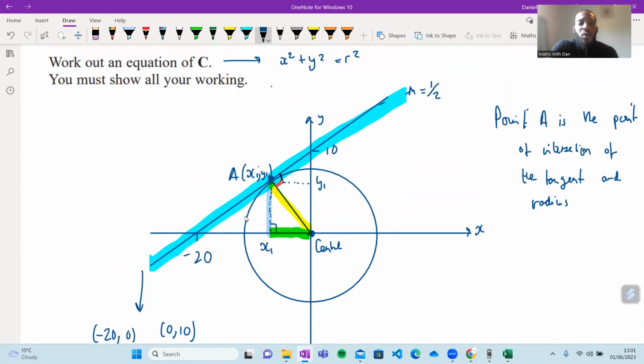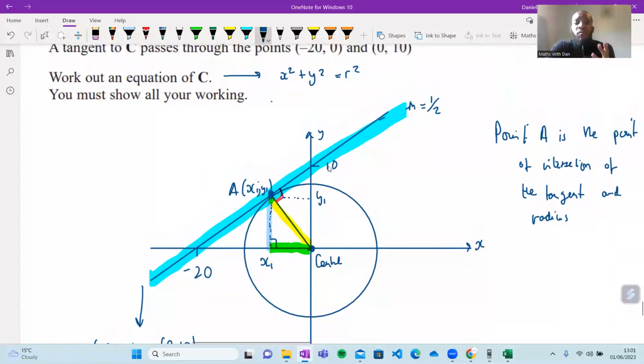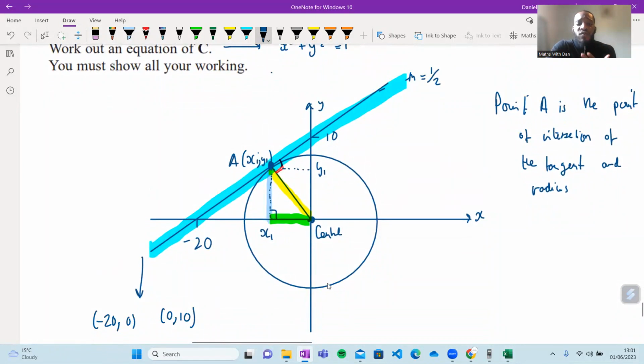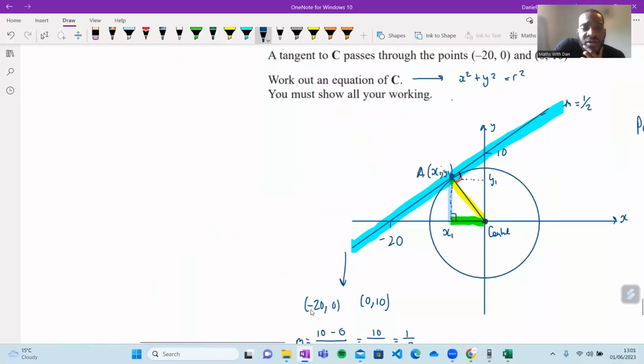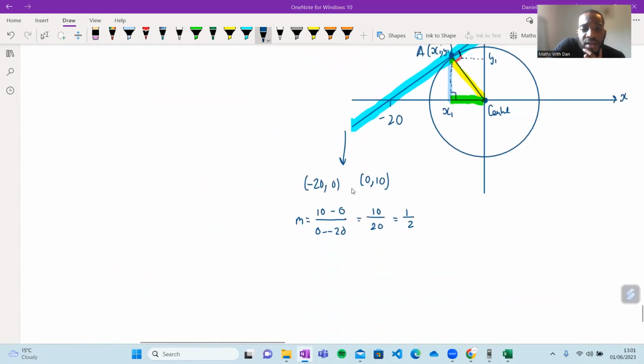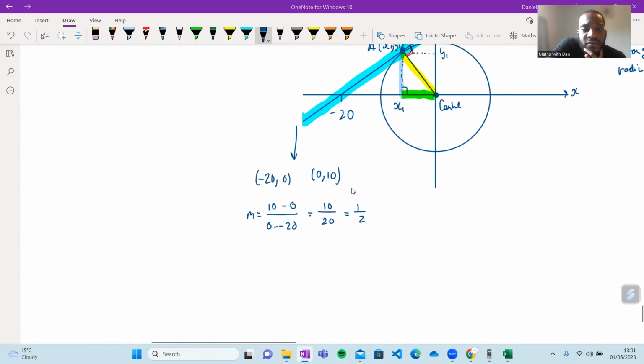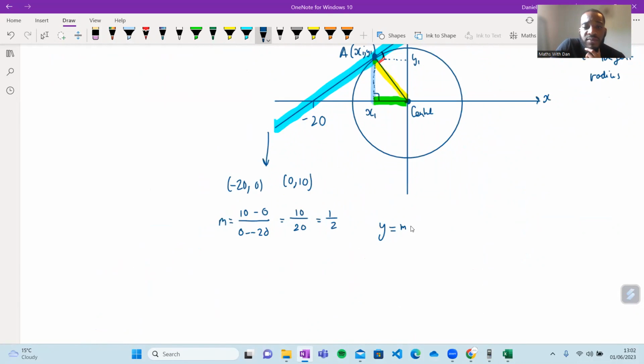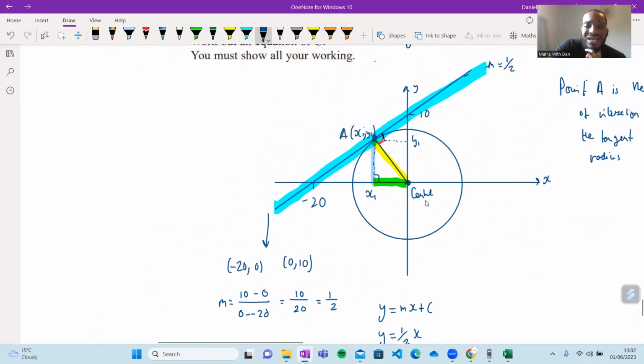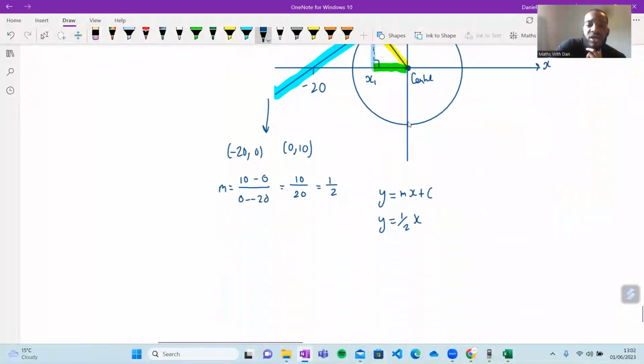Now, if I want the equation of this line, I need the general formula for an equation of a line. Does somebody remember what the general formula of the equation of a line is? Right, thank you very much, Quinette. It's y equals mx plus c. So therefore, the gradient is 1/2, and the y-intercept is 10. It goes through 10. So the equation of this line is just y equals 1/2x plus 10.